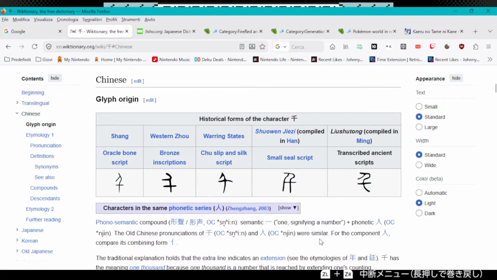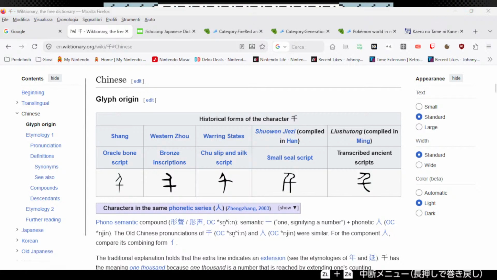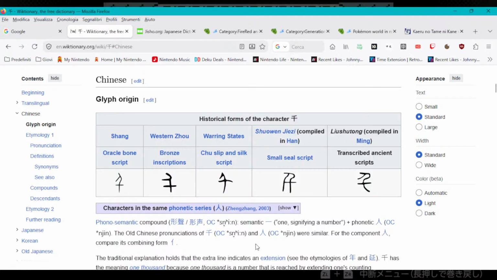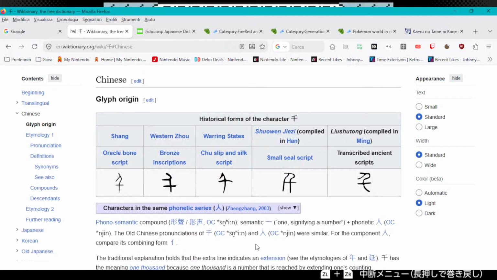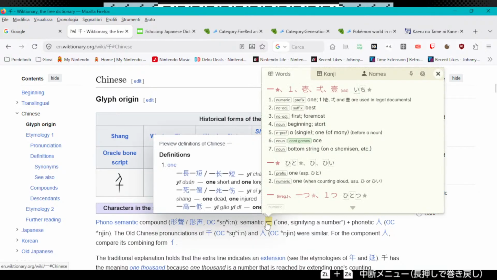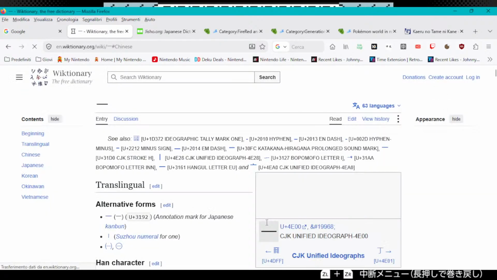But to do so, in its historical form, the phonetic part of it is the kanji for person. So it's not surprising that it became used instead of simply person in the kanji we want to study, considering that. But we have to check the semantic part of this kanji, which is this one. Funny enough, consider that its meaning is one.